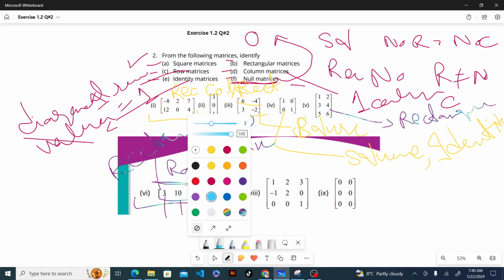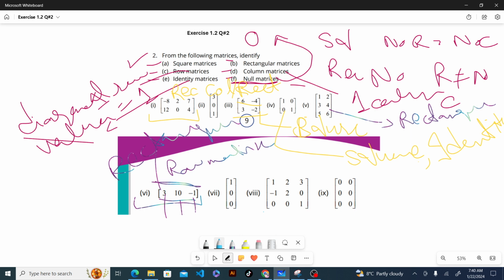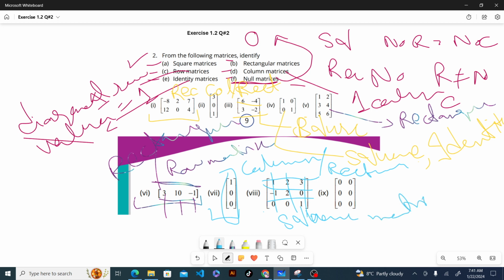Now we choose a different color for the last 3. For the 7th, it is obviously a column matrix. Why? Because it has only one column. With a column matrix, it is a rectangular matrix as well because it has a different number of rows and columns. Now the 8th matrix, it has 3 rows and 3 columns, so it is a square matrix. Okay.